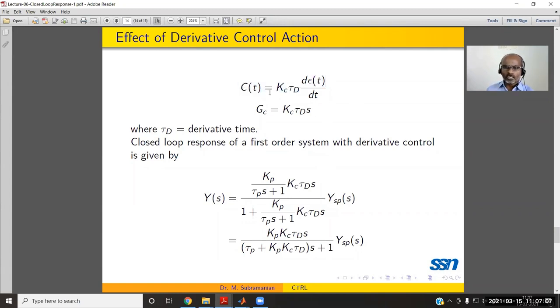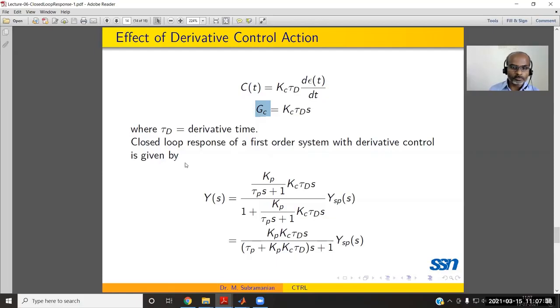The controller output depends on the derivative of the error. This error is E of t, and the derivative of the error is dE by dt. So E is a function of time there. The transfer function is simply given as Kc into tau d s. That is, for the derivative, it is s into E of s, and C of s by E of s is called Gc of s, or simply Gc.